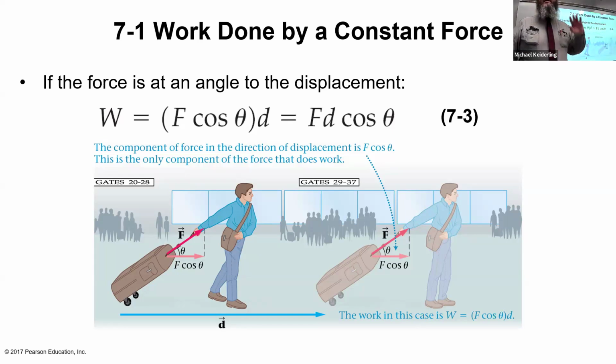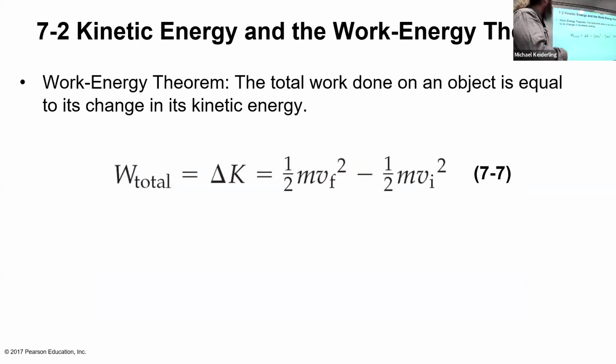There's another way to calculate the dot product. If you know that, it might be relevant in some rare problems, but this is just the same thing. And the work-energy theorem is that the total work is the change in kinetic energy. So that's 1/2 m v final squared minus 1/2 m v initial squared.